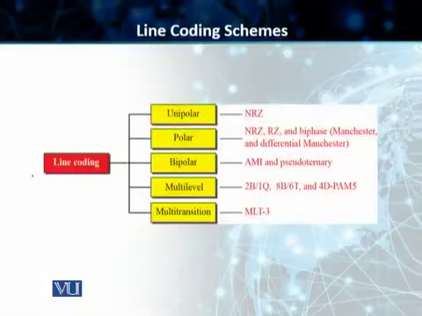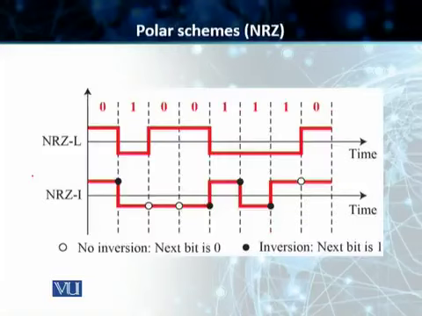Students, once again, 5 distinct categories. We discussed unipolar NRZ. We also spoke about the polar NRZ, and we saw that there are 2 different variants, NRZ-L and NRZ-I. We discussed both NRZ-L and NRZ-I and saw that in the first case, NRZ-L, the difference in level represents a 0 or a 1 bit. In NRZ-I, the inversion or the non-inversion represents what the next bit is going to be.